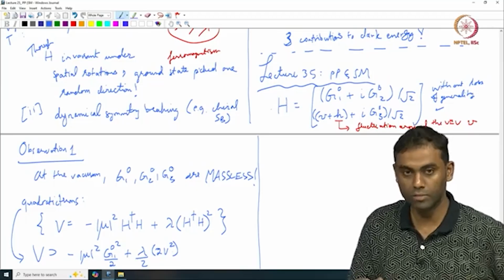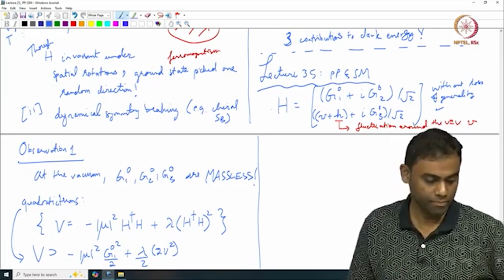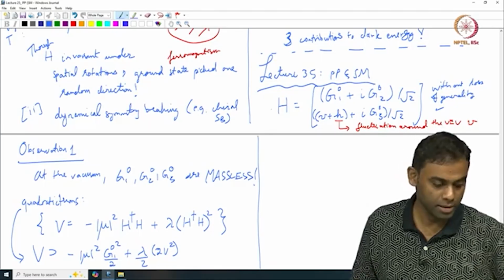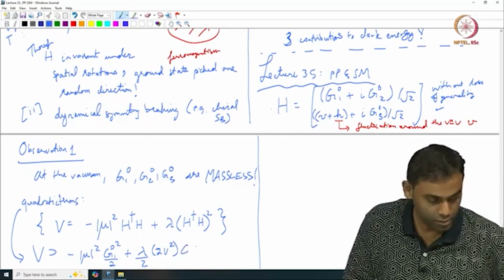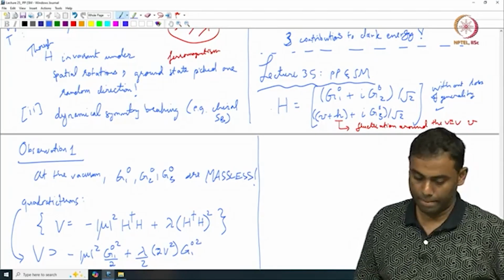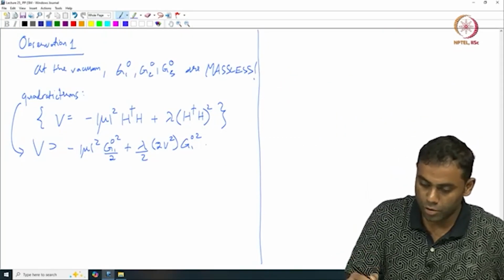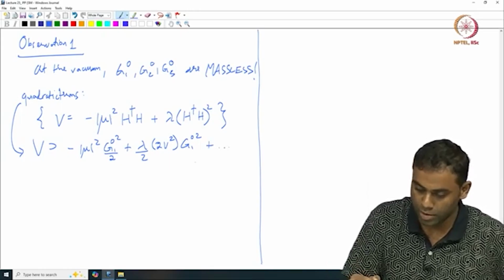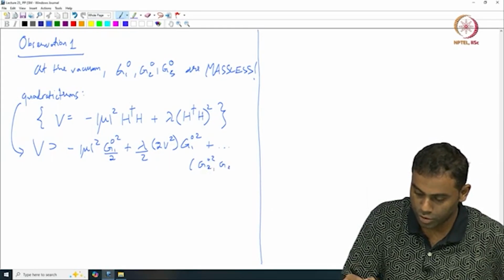Why is that? In the cross term, when you square it you will get a 2 outside, a plus b the whole squared basically. The 2ab part is what I am writing here. So, that is the quadratic term for G1 squared, plus of course dot dot dot, this is basically for G2 squared and G3 squared.